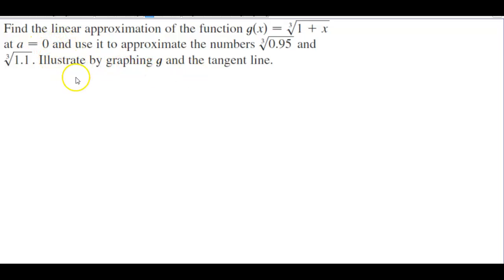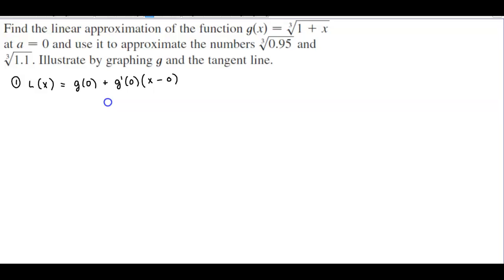So if we want to write the linearization, it's going to be L of x, which is going to equal g of 0 plus g prime of 0 times x minus 0.